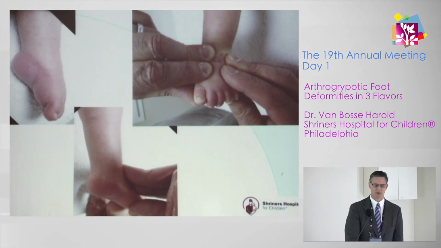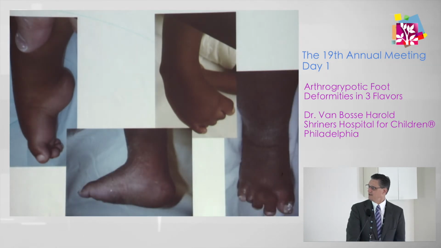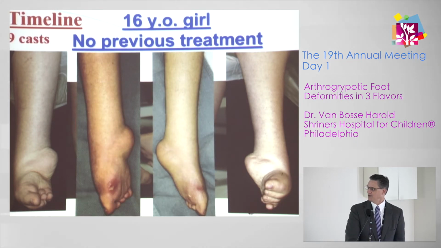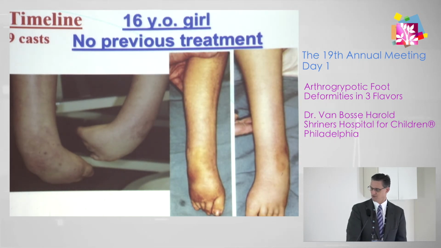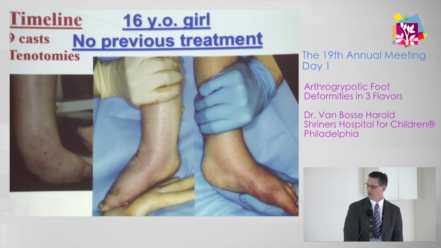So here you can see how we correct these out. Another foot that we corrected out. Here's a 16-year-old. This is before, never had treatment. This is what her feet looked like when we started. Here we are, 9 casts in. You can see it's a little bit tough on the skin because she's quite stiff. And here she is right before we did her tenotomies, and unfortunately I was dumb enough not to get pictures after doing the tenotomies, so this is before tenotomy, but we got her plantigrade as well.